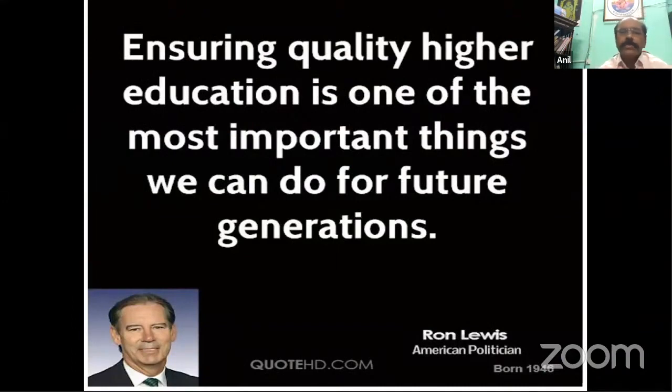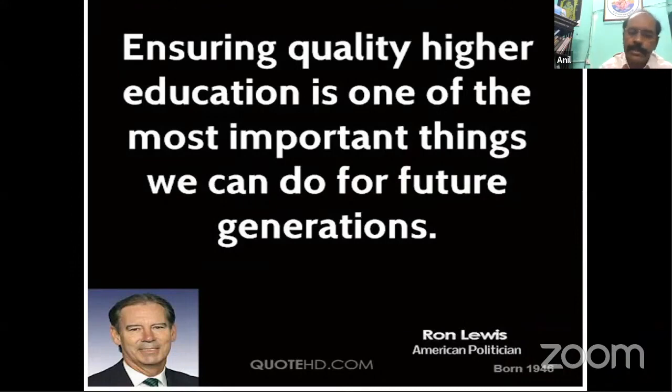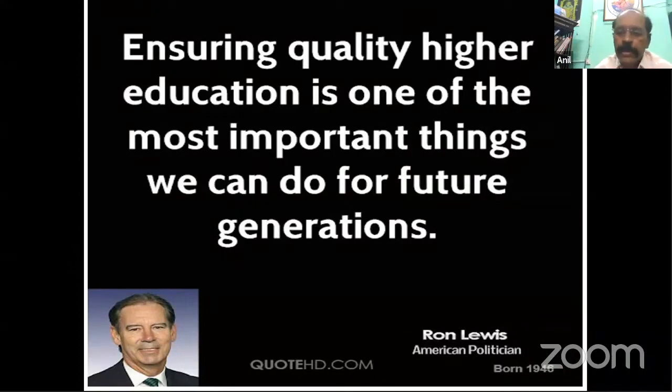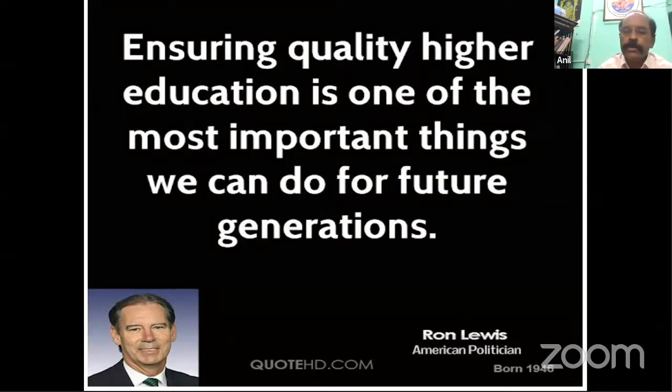So here the first slide says ensuring quality higher education is one of the most important things we can do for future generations. When you talk about future generations, their lifestyles, their health, education, everything will depend on higher education. If the higher education foundation is very strong, the entire society will become a strong and very healthy society. With this motto, I would like to quote Ron Lewis, the American politician, who is also an important academician. During his tenure, he focused very much on higher education, and I would like to use the same quotation as my first slide.